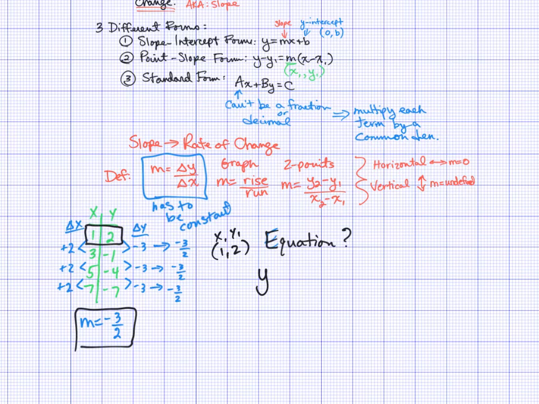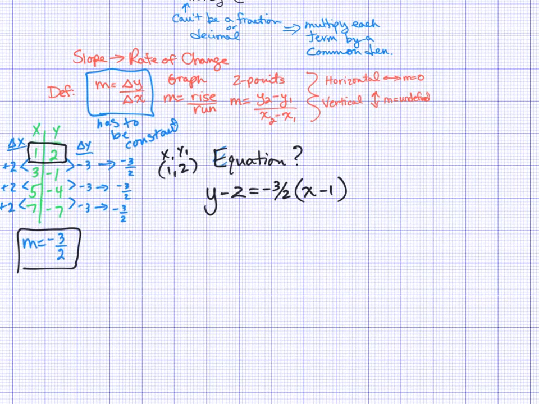So the equation of this line would be y minus y sub 1, which is 2, equals the slope, which is negative 3/2, times the quantity x minus x sub 1, which is 1. This would be the equation in point-slope form. Now, from point-slope form, we can change it into any of the other forms, right? We can convert this into slope-intercept form. So let's just acknowledge that this is point-slope form.